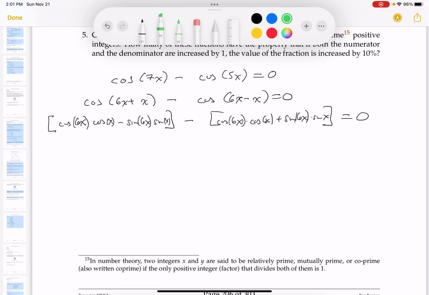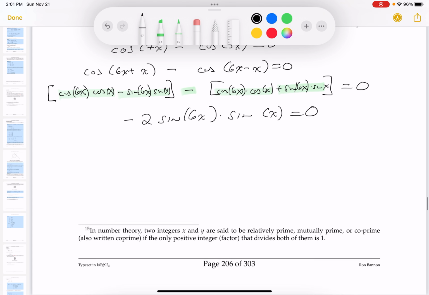Let's take a look. What I noticed right away is that this and this would just disappear. And then if I did this and this, I have to subtract it, right? So what would you get? You would get minus 2 sine 6x times sine of x equals 0. Well, I think I can handle this. I'm going to divide both sides by minus 2. I think I can do it pretty quickly, and I'll write that down for you.